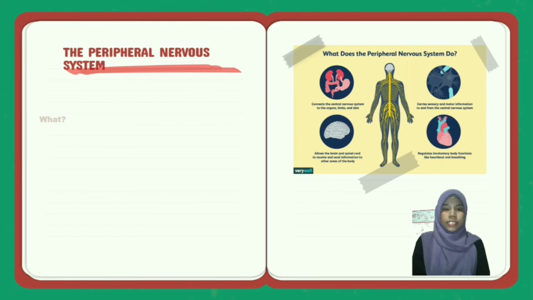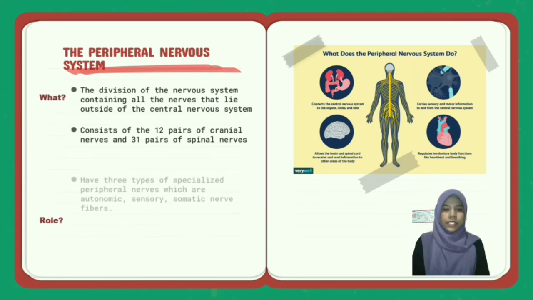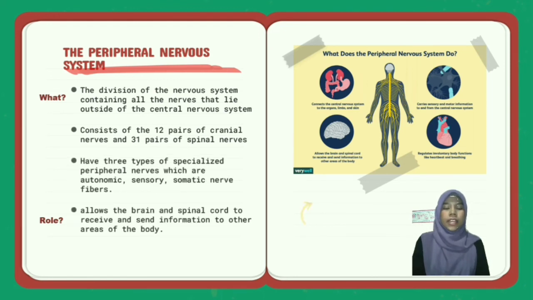As for information, the peripheral nervous system is the division of the nervous system containing all the nerves that lie outside of the central nervous system. It also consists of 12 pairs of cranial nerves and 31 pairs of spinal nerves.